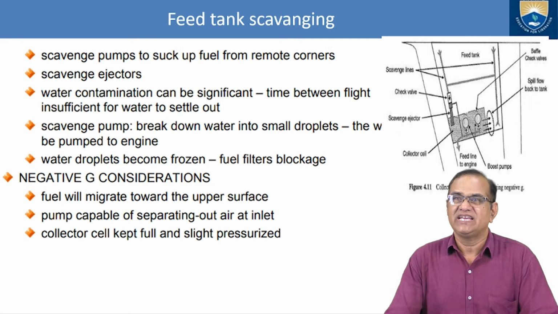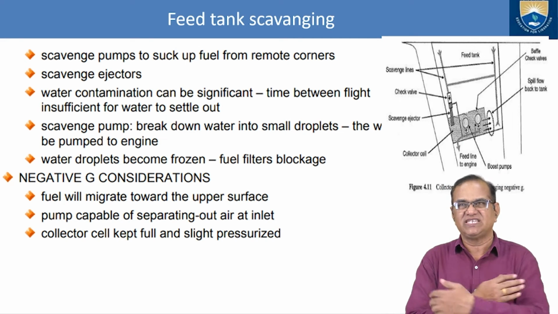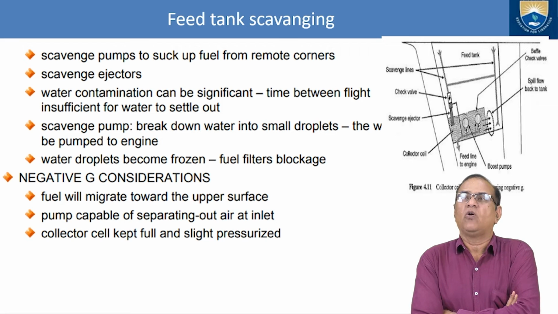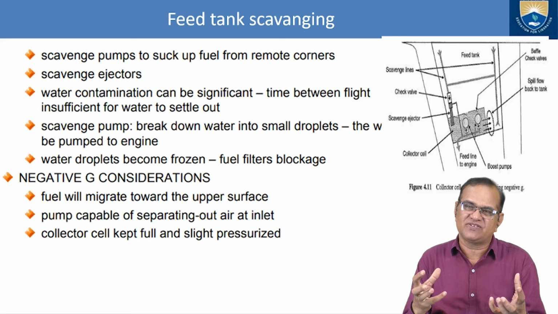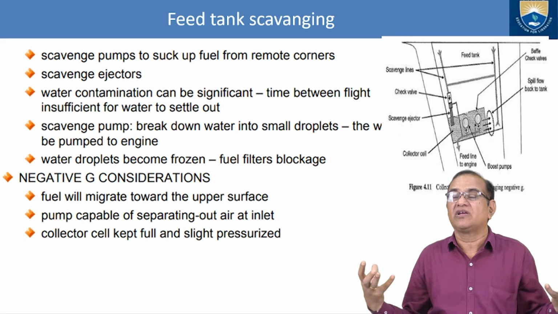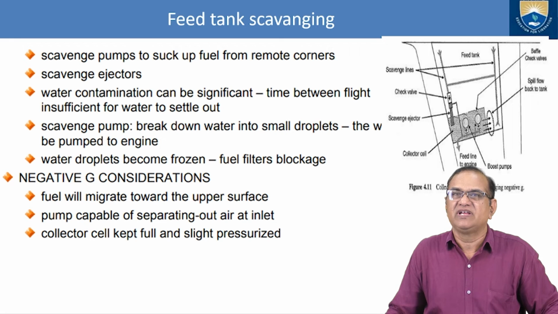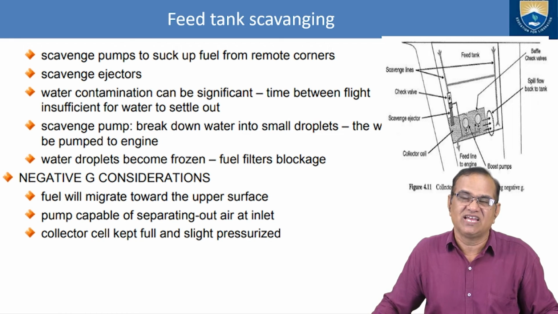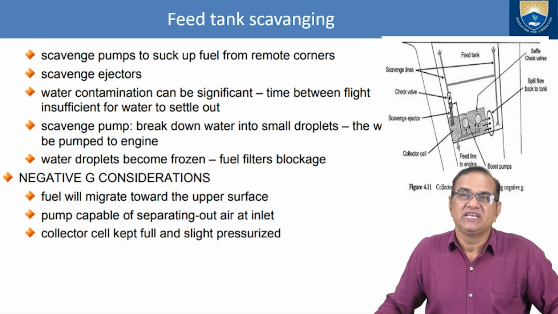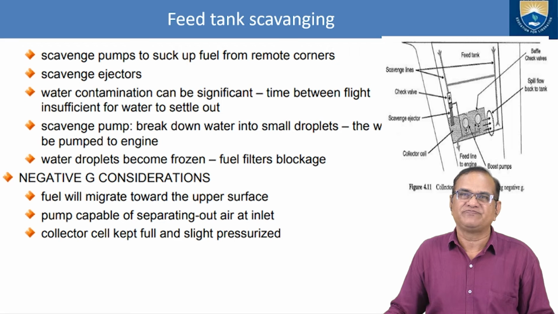Now, feed tank scavenging. What is the meaning of scavenging, and why do we have to do it? Scavenge pumps suck up fuel from the remote corners. You know that in the corners some fuel is left, and in very big tanks a huge amount of fuel may be trapped. That fuel has to be removed, and this process is called scavenging, done with the help of scavenge pumps. Scavenging ejectors are also there.